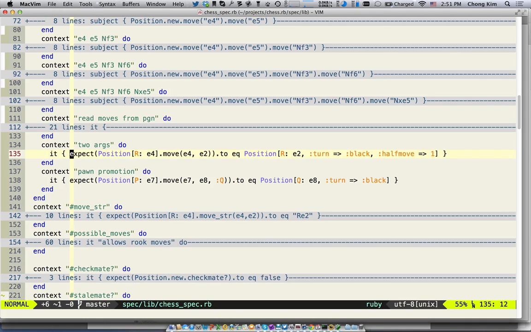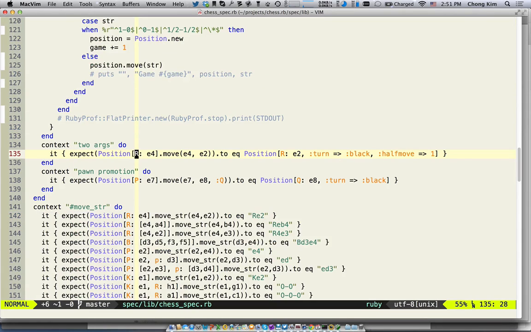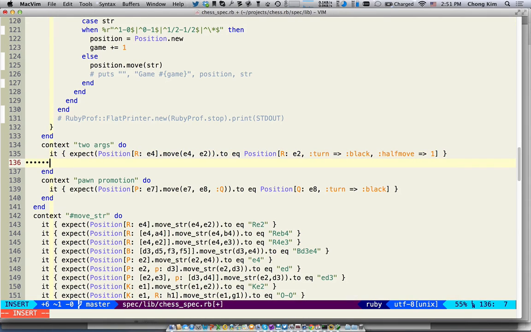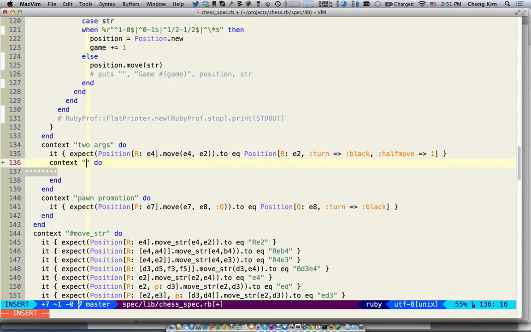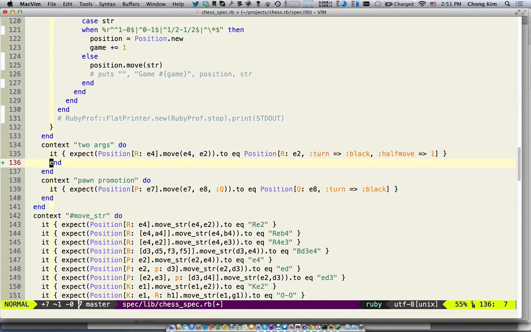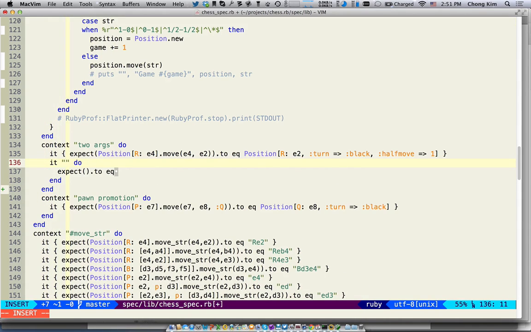Okay, so let's see. Okay, just getting rid of all of that. All right, so now let's handle, put it under context, or I could handle, okay, so under context for castling. Actually, okay, it castles king side.